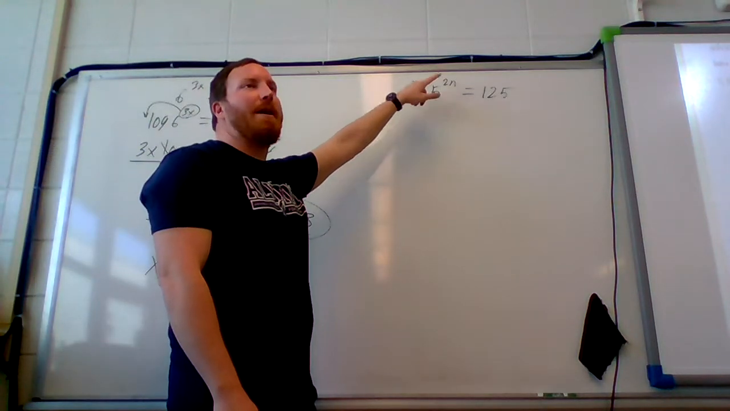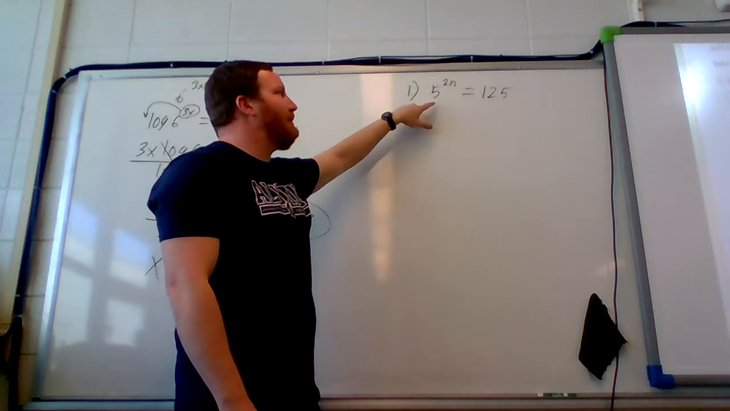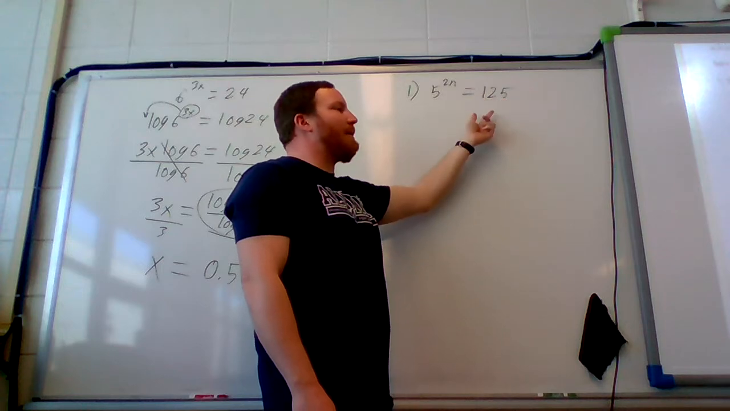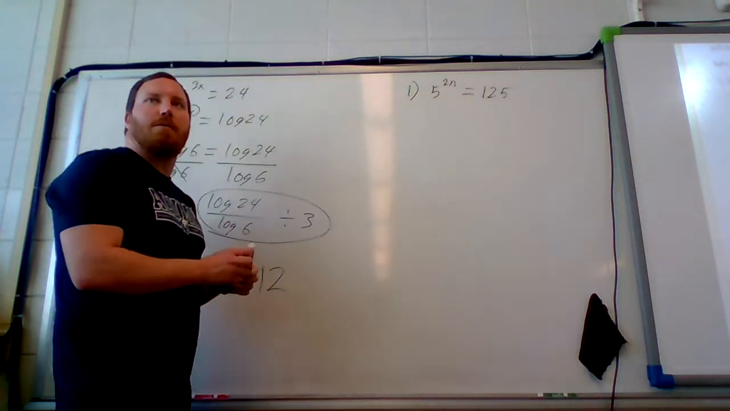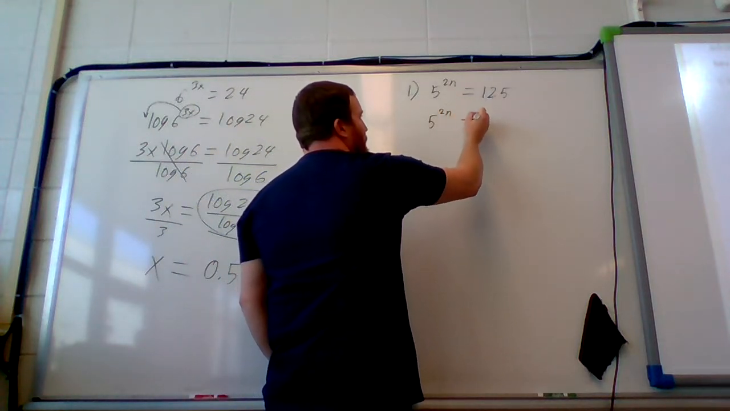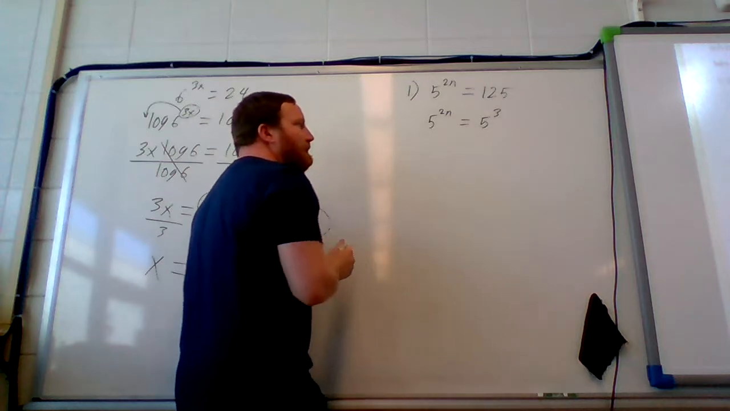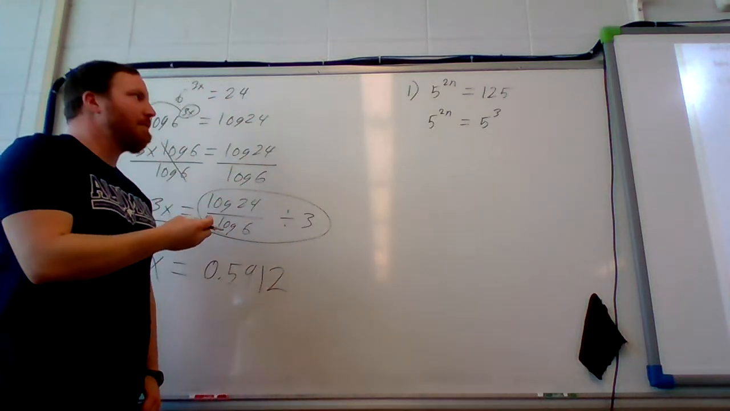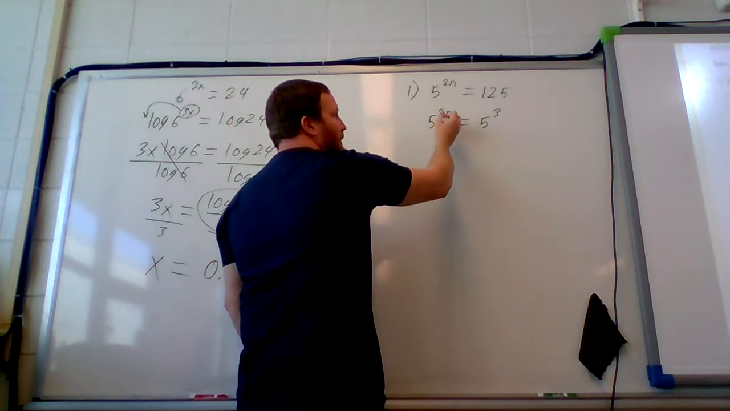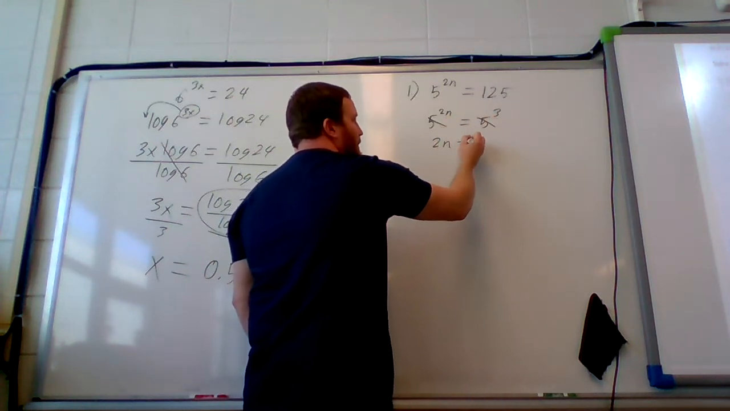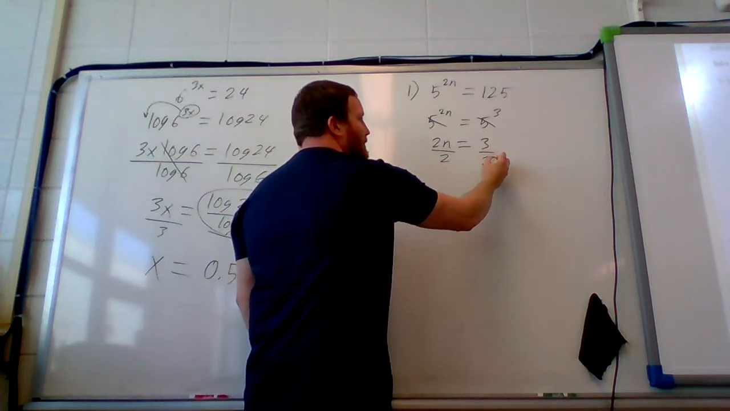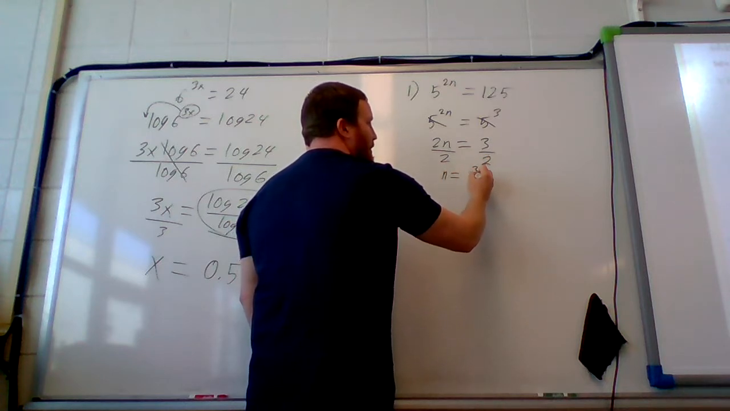5 is going to be our base, right? We can't reduce 5 down any. It's a prime number. What can I turn 125 into with a base of 5? 5 to what power? Third power. So we have 5 to the 2n equals 5 to the third power. They have the same base now, so we can essentially cancel the bases, because if the bases are the same, the exponents must be equal. So we have 2n equals 3, divide by 2, we get n equals 3 halves.